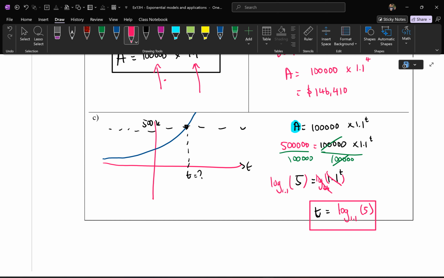Okay, now I can do that on this phone. So let's do, can I do it? No, I can't. I have to do change of bases. All right, so it'd be log 10 of 1.1 divided by log 10 of 5.